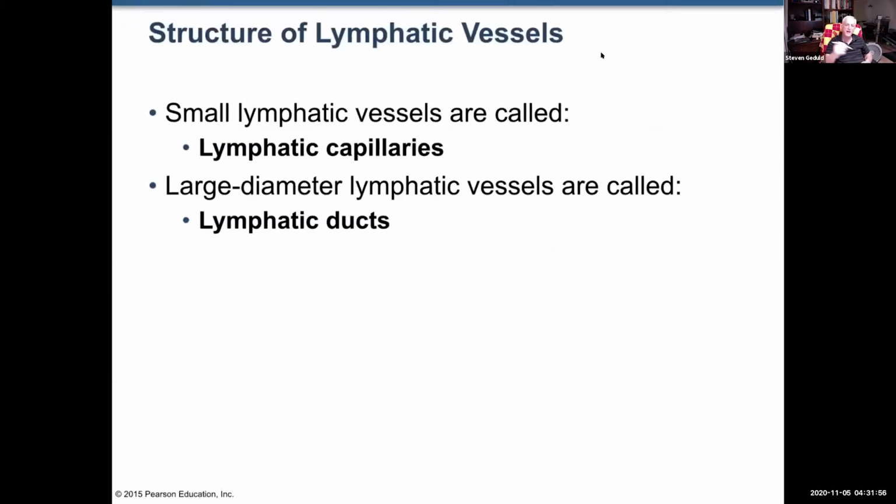So small lymphatic vessels, okay, are called lymphatic capillaries. Just like small blood vessels are called capillaries, small lymphatic vessels are called lymphatic capillaries. Large diameter lymphatic vessels are called lymphatic ducts. So we have capillaries, which are small ones, and ducts, which are our large ones as it drains through.